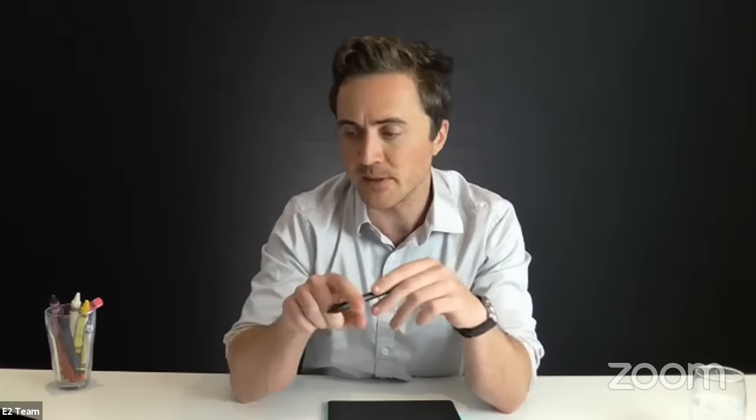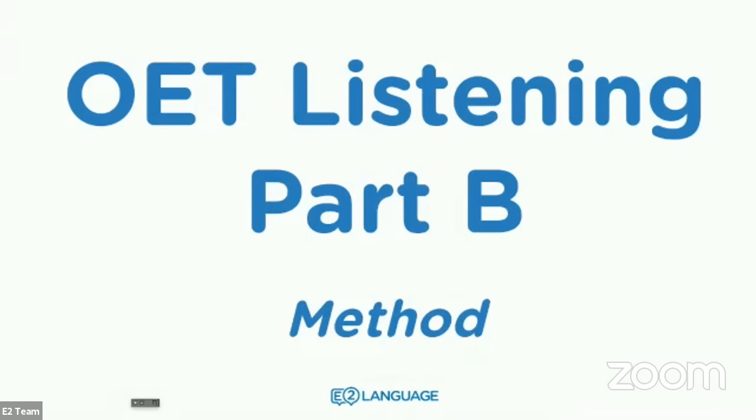So I'm going to show you those different question types today, and we're going to think about how the transcript connects to those question types. So on test day, when you see your test paper in front of you, there's no confusion or ambiguity. You'll know exactly what to do as soon as that audio starts to play. So let's have a look at this. This is OET Listening Part B.